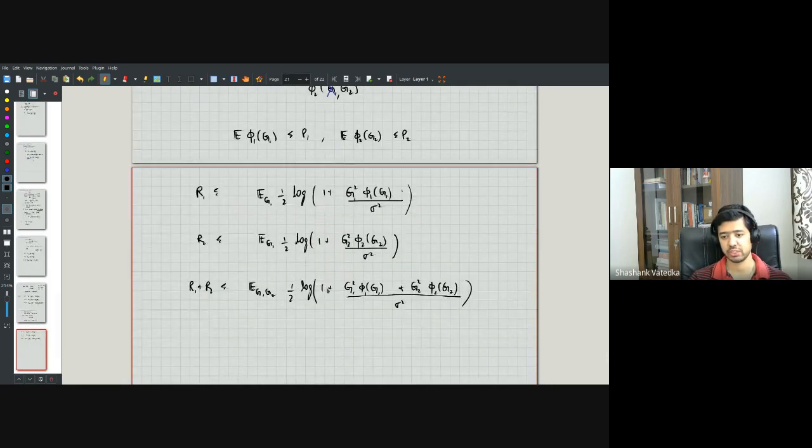And the expressions are essentially similar to what we had previously. All right, so these are just expectation of half log 1 plus Gi square phi i of Gi divided by sigma square. So now we no longer have expressions that we can work out by hand. You'll have to evaluate them numerically. Okay, so very quickly this becomes a complicated problem. But for certain kinds of channels like Gaussian, like Rayleigh fading channels, you can evaluate these numerically.